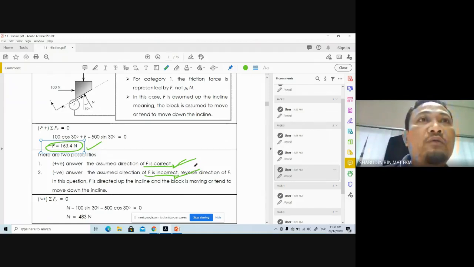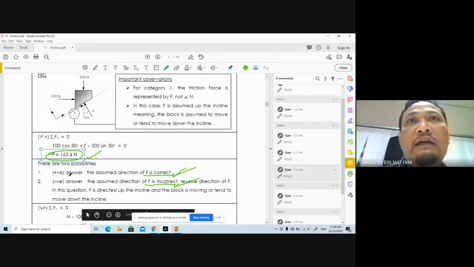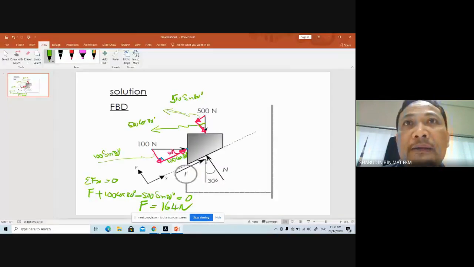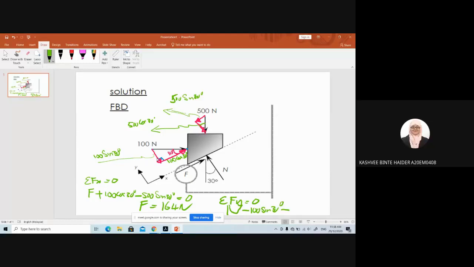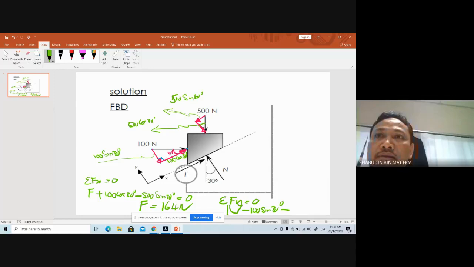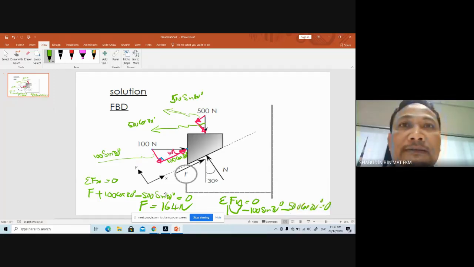N is from the summation of force in Y equal to 0. You have N minus 100 sine 30 degrees, minus 500 cos 30 degrees, that equals 0.